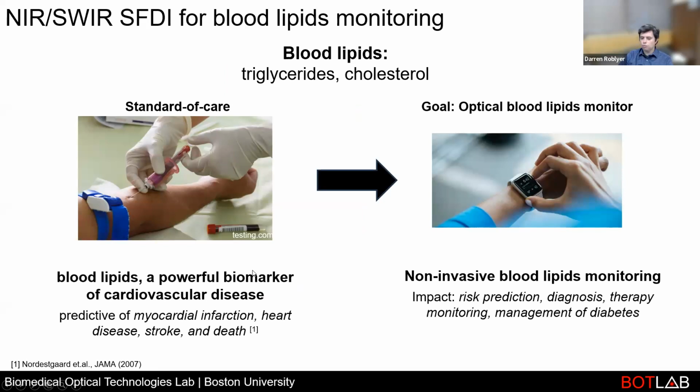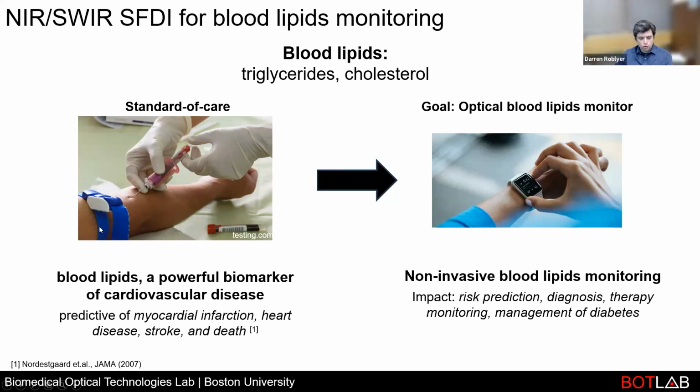And then I'll just finish up with one more application, one I'm really excited about. And so here we're using near and shortwave infrared SFDI for blood lipids monitoring. So by blood lipids, I mean the amount of triglycerides and cholesterol in your blood. So triglycerides and cholesterol are some of the most important and most used biomarkers in all of medicine.